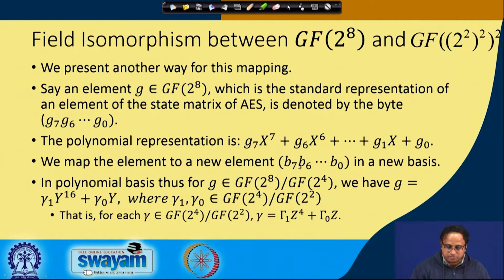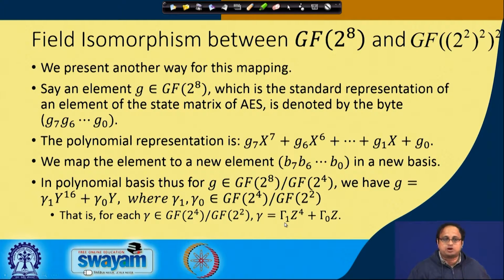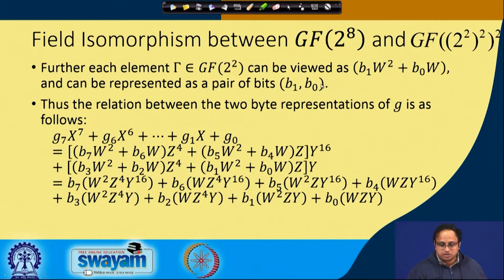In the normal basis, when you are mapping this to say B7 to B0, you note that this element, when you are expressing it as GF(2^4) squared, will have two parts. The first part is say gamma 1, the second part is gamma 0. So my element is gamma 1 y^16 plus gamma 0 y. Likewise, these gamma elements are elements from GF(2^2) whole squared, so I can express them as capital gamma 1 z^4 plus capital gamma 0 z. Furthermore, each of these elements will be an element in GF(2^2), so I can write this as B1 w squared plus B0 w, where each of B1 and B0 are bits with 0, 1 values.